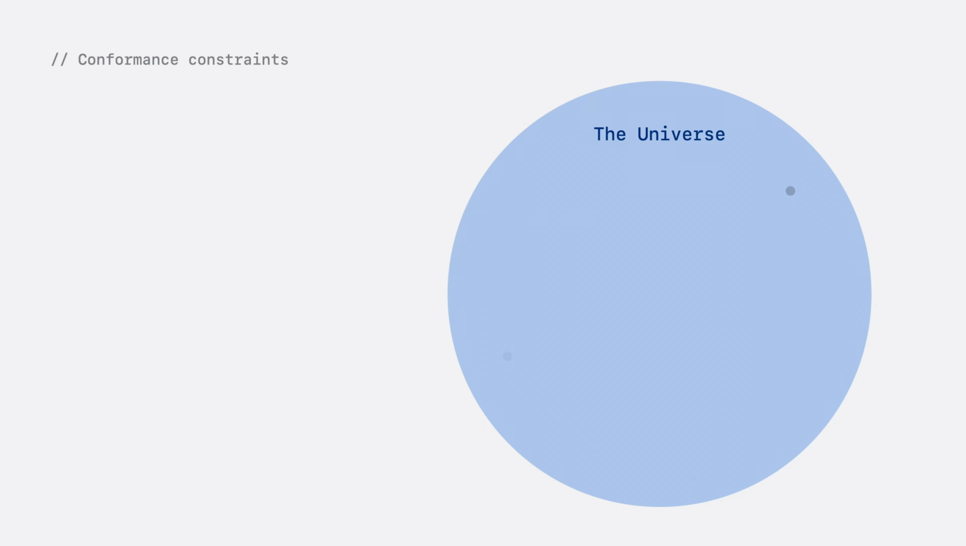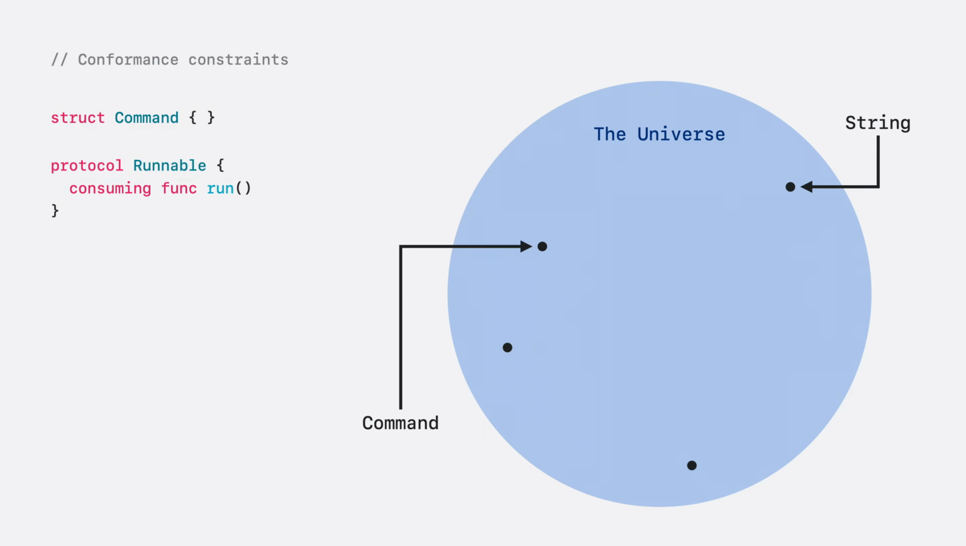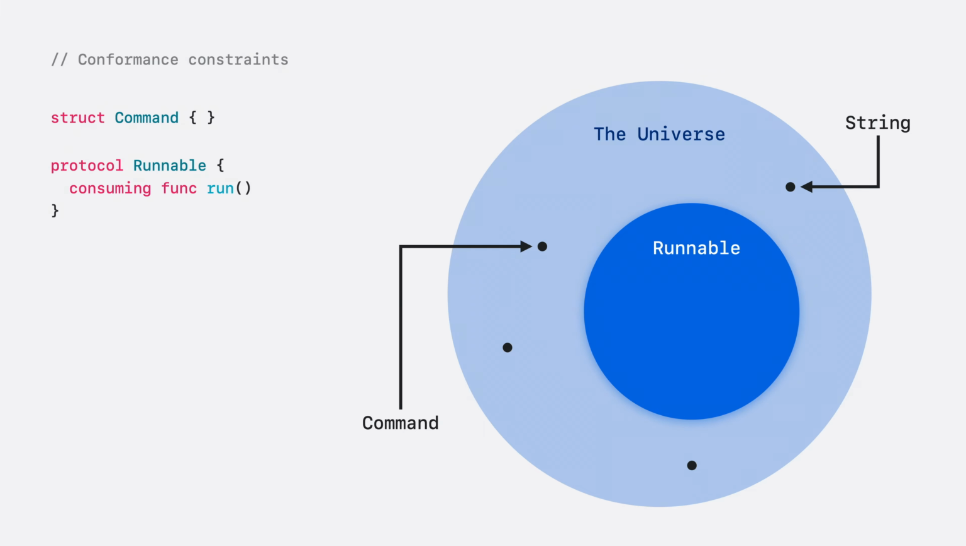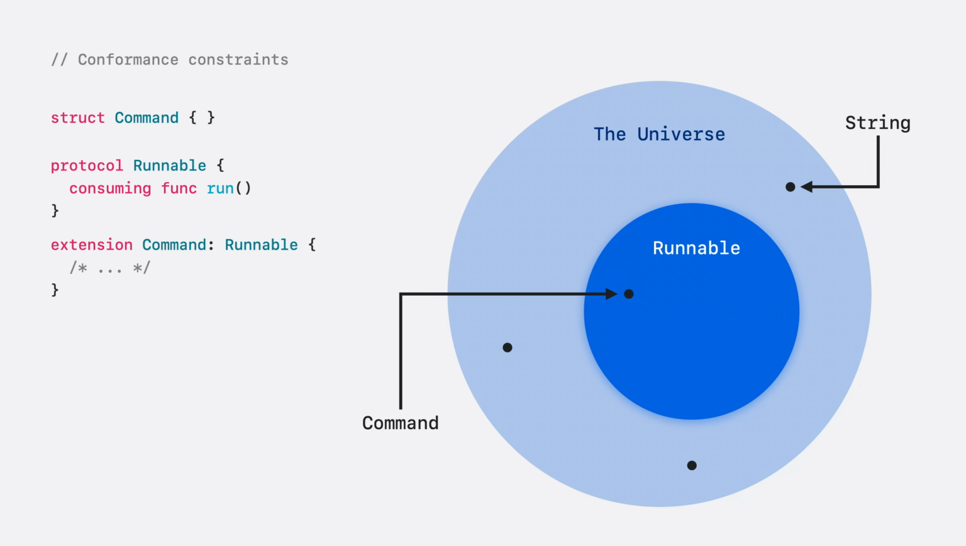To set the stage, consider the universe of types in Swift. Every type has happily coexisted here, whether it's a string or my own type called Command. My protocol Runnable defines a subspace in this universe, containing the types that conform to it. Right now, nothing conforms, so it's empty. But if I extend Command with a Runnable conformance, then its point moves into the Runnable space. A core idea behind generics is that conformance constraints describe generic types.